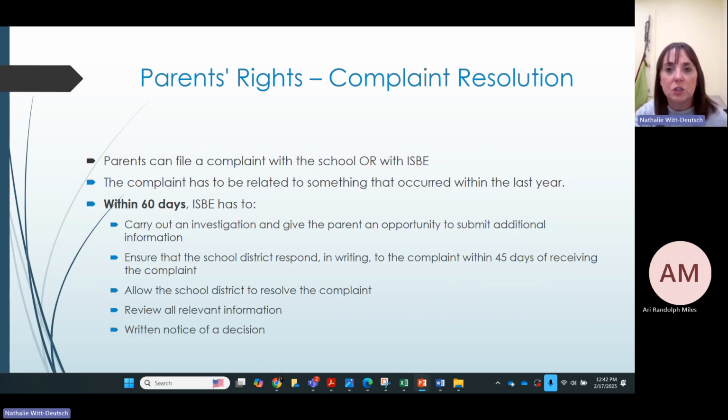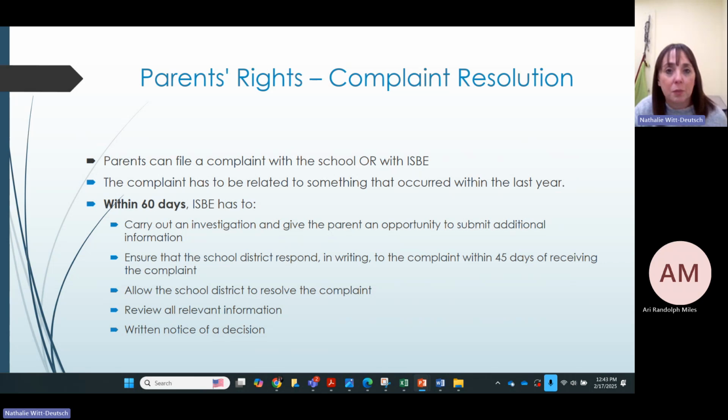I'm going to move into talking about what to do if you don't agree with something within the IEP or the evaluation process or anything of that nature. You can file a complaint with either the school or the Illinois State Board of Ed. The complaint has to be related to something that occurred within the last year. So you could hold off on giving your complaint until day 364 of the IEP and then provide your complaint, which would be really crazy. And I do not recommend that.